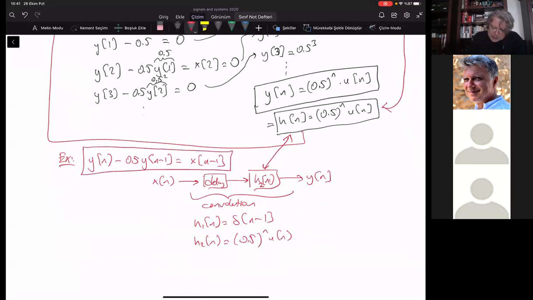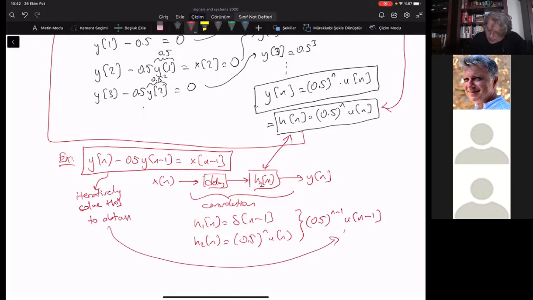impulse response that you will get from here by iteratively solving. I'm going to give you the result or give you an answer to this one. It is 0.5 to the power n minus 1 u of n minus 1. First of all, we know this. It's the convolution of h1 and h2 at the right-hand side. But I want from you to iteratively solve this to obtain this.